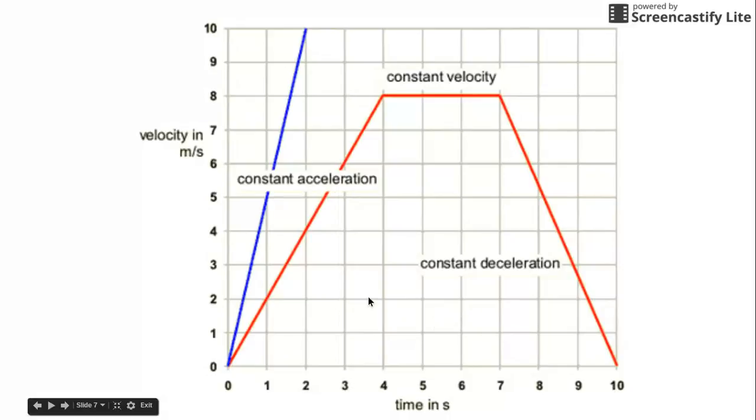So like we talked about, we have this velocity up the y, time across the bottom, and you have constant acceleration shown when the slope doesn't change, constant velocity where we just stay at this 8 meters per second, and constant deceleration. So instead of this side being distance, now we're talking about this side being velocity or speed.